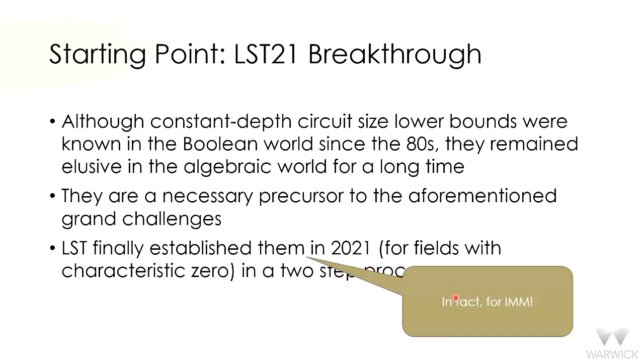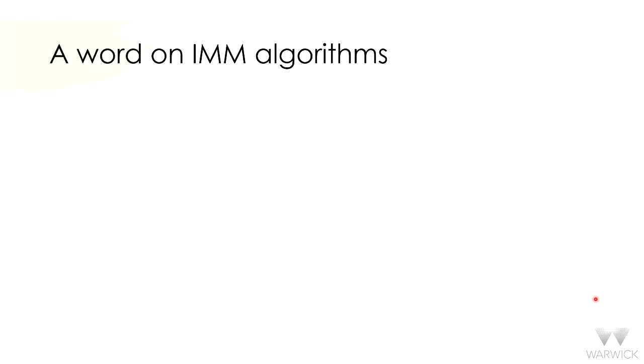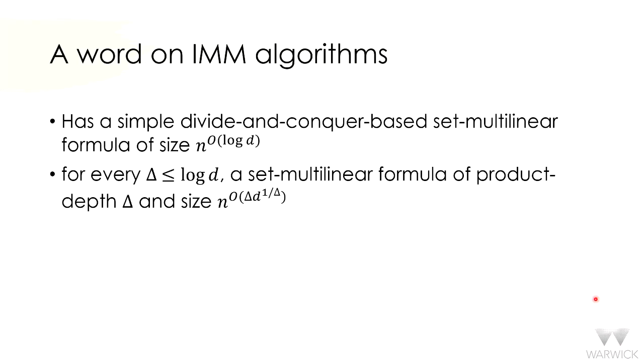Okay, and in fact, they were shown for the IMM polynomial itself, so our canonical example in VBP. But before I get to this two-step process, let me just mention something about IMM upper bounds, or IMM algorithms. So IMM n comma d has a very simple divide and conquer based set multilinear formula of size n to the order log d. If you've seen the proof of Savage's theorem, it's the same divide and conquer idea. And then if you want to force your formula to have constant depth, then you can construct it using this size.